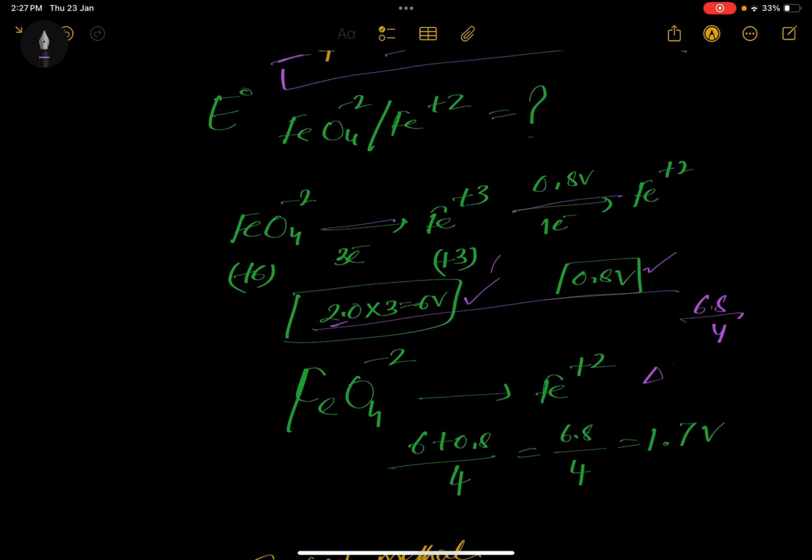You are using the concept of delta G is equal to delta G1 plus delta G2, or you can say nFE naught cell is equal to nFE naught cell plus nFE naught cell. That means number of electrons plays an important role. The shortcut I am saying: just multiply with the number of electrons involved, add them, then divide with the total number of electrons involved.